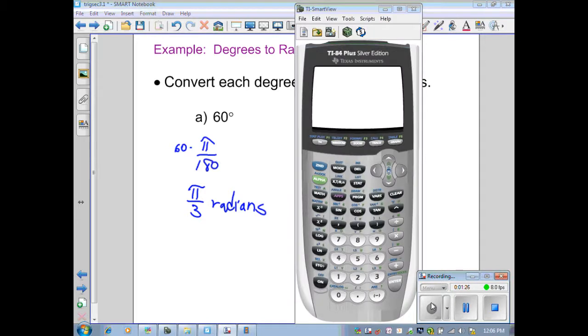We can convert pi over 3 into a decimal by using the calculator: second, the caret, which is pi, divided by 3, equals 1.047.